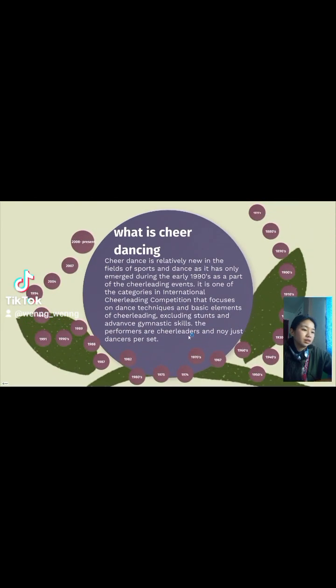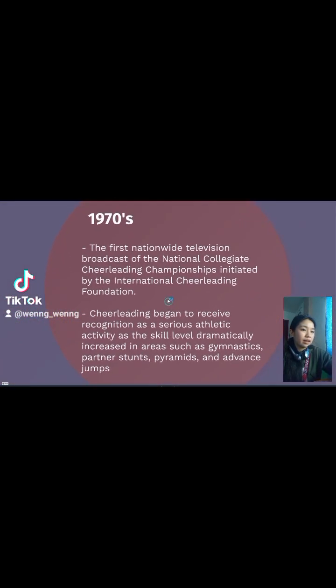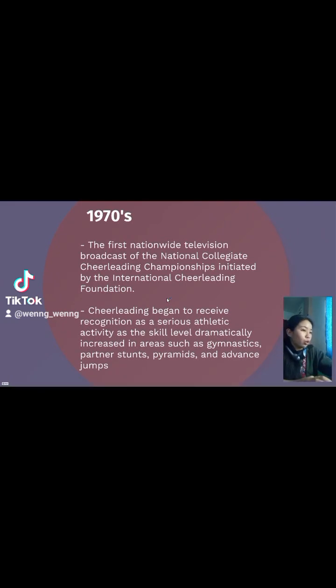And in the 1970s, it started to be shown to the whole world, nationwide, because this is when television broadcasts began. We have the first nationwide television broadcast of the National Collegiate Cheerleading Championships, initiated by the International Cheerleading Foundation. It is also the year cheerleading received recognition as a serious athletic activity. There was an increase in the level of skills such as gymnastics, partner stunts, pyramids, and advanced jumps. This is also when television broadcasting of international cheerleading began.